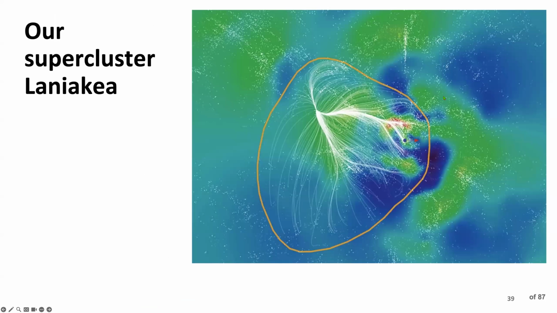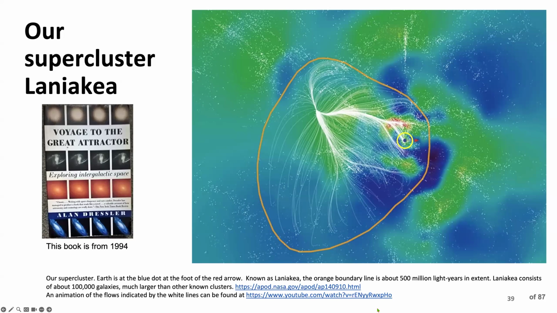And here's a nearby picture. This is the supercluster that our galaxy is part of. It's Laniakea, and it's 500 million light years across. And here's a book that dates back 30 years, but still is pretty much on target, about the Great Attractor. That is this point right here, where there's a flow of galaxies toward that point, all the result of gravitational influence, and we are located here.